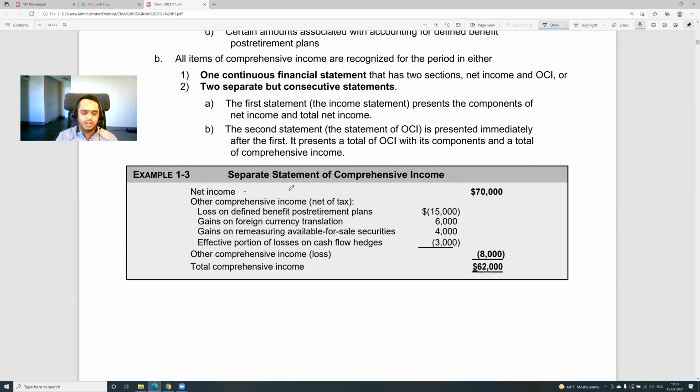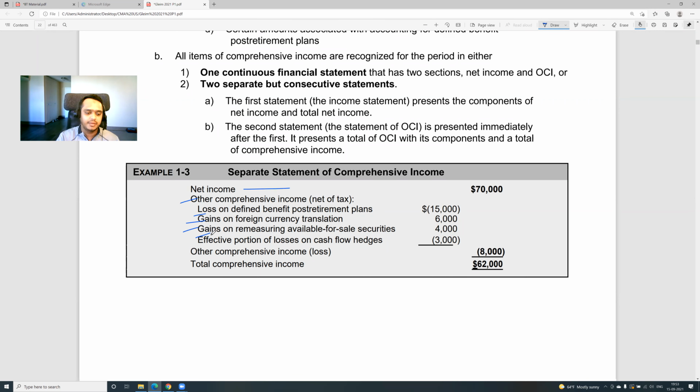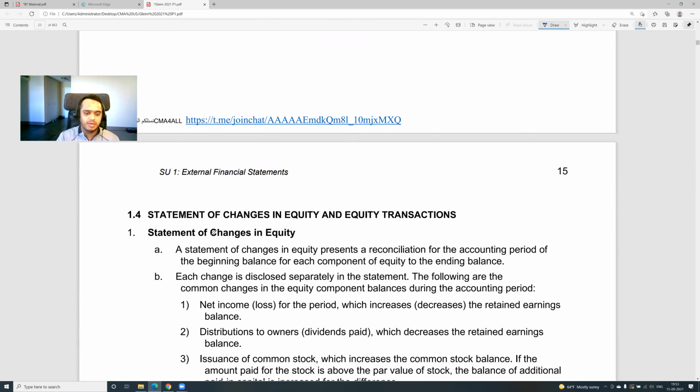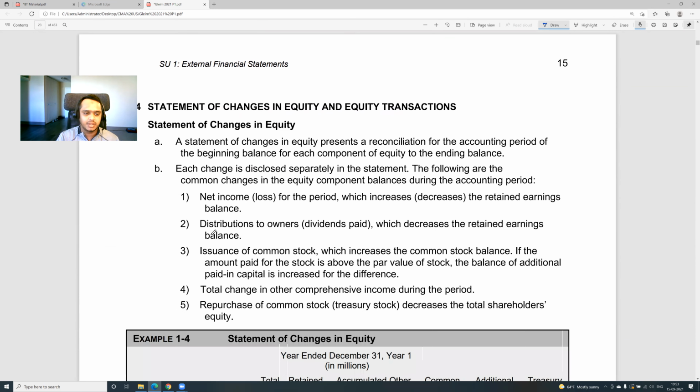Like suppose this is the net income which came in from the statement of income, the profit or loss account. From there, what you do is add other comprehensive income net of tax. Losses, gains, effective portion of losses, all these will be accumulated and then total comprehensive income will be there for you. All right.